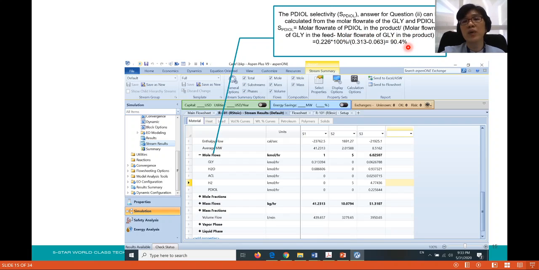If you include the numbers accordingly from the stream results, just extract the information and put it into the equation, and you can obtain a selectivity of propanediol of 90.4%. This is the answer for the second question.